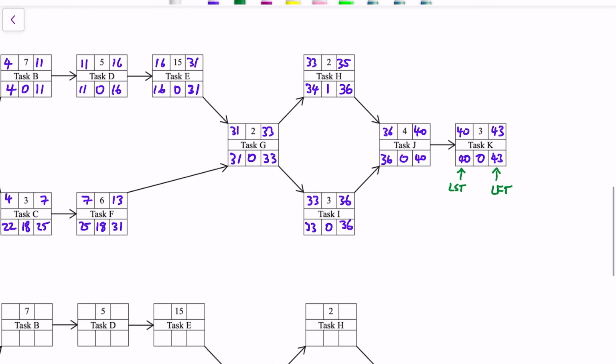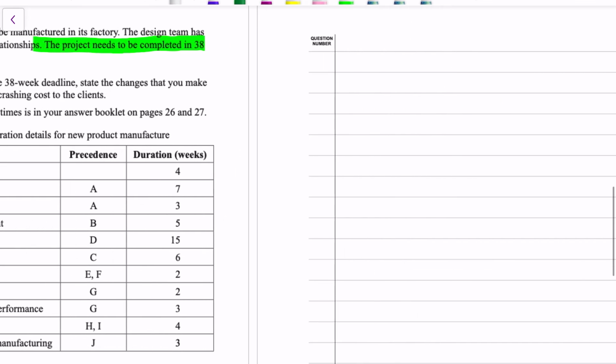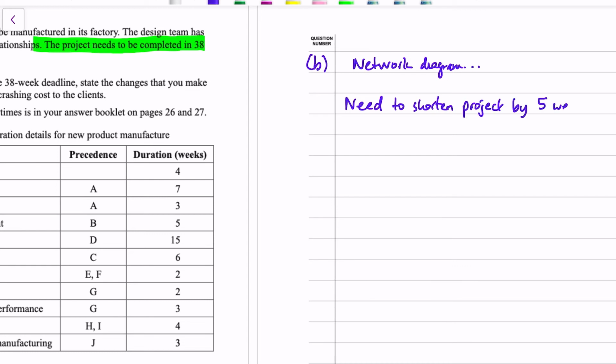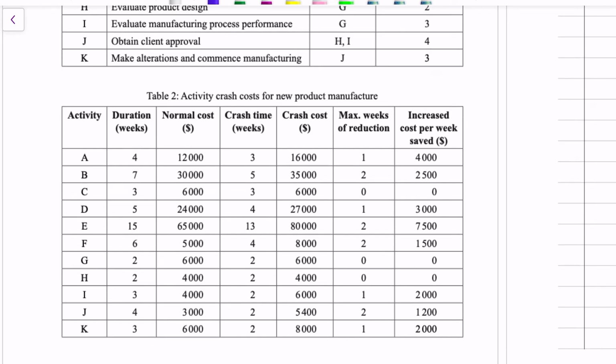Okay, so the last thing is the numbers there. That there is the number in the middle. There's what we call the float. Okay, so we need to find 5 weeks somehow. So, network diagram completed. Need to shorten project by 5 weeks somehow. So then we look at these crash costs for new product manufacturing.